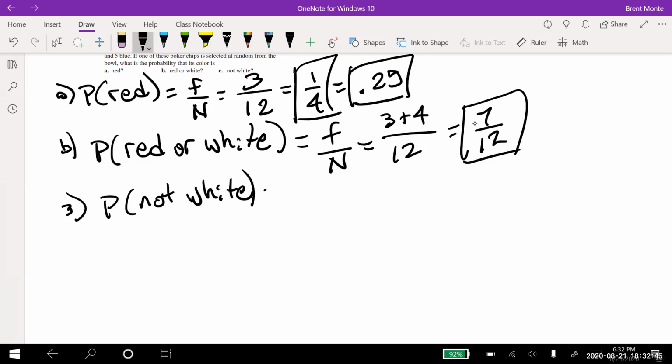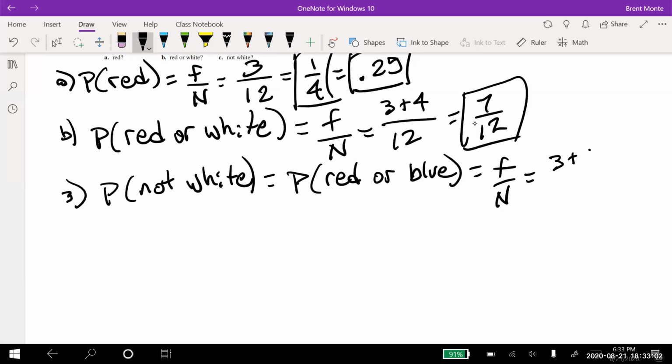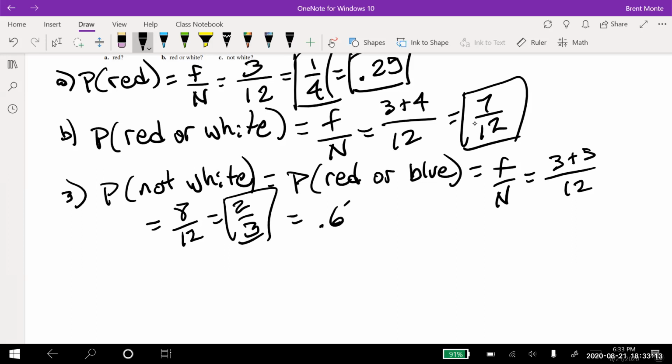Well, if it's not white, that's the same as saying what's the probability that it's red or blue? F over N. Let's see, how many red ones do we have? 3 red, 5 blue. So 3 plus 5. Again, the denominator is 12. So we get 8 out of 12, or 2/3. 0.67 if we round that to 2 decimal places.